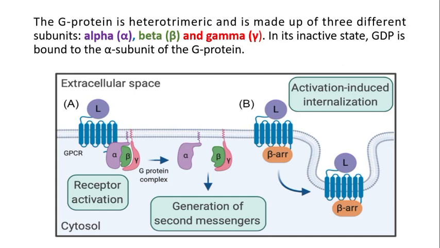The G protein has a heterotrimeric structure, which means it is made up of 3 different subunits: alpha, beta and gamma subunits. In the inactive state, GDP is bound to the alpha subunit of the G protein. You can see the picture of this GPCR: this is the alpha unit, beta unit and gamma unit, and this is the 7 membrane structure, and this is the extracellular space, and this is the membrane.